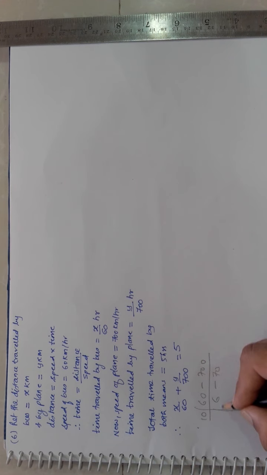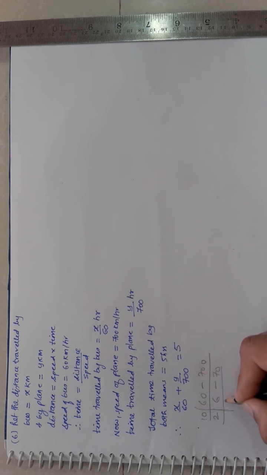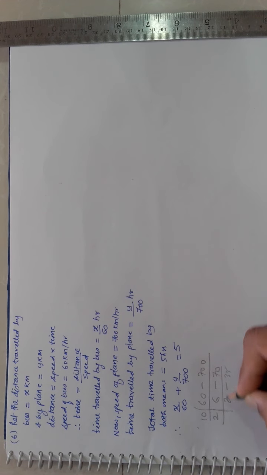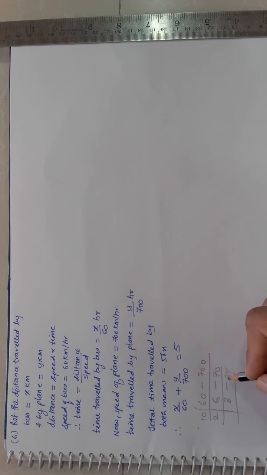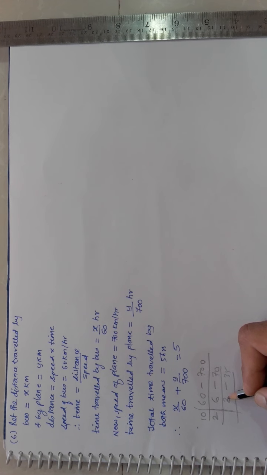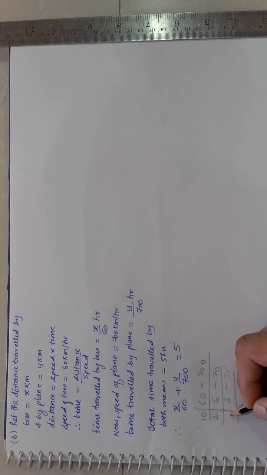Now 6 and 70, I think so I can divide this by 2. This is 3 and this is 35. So multiplication of all this is your LCM. That is 35 into 2, 70, 70 into 3, 210, 210 into 10, that is 2100 is your LCM.